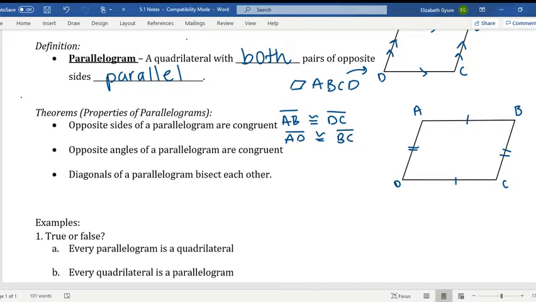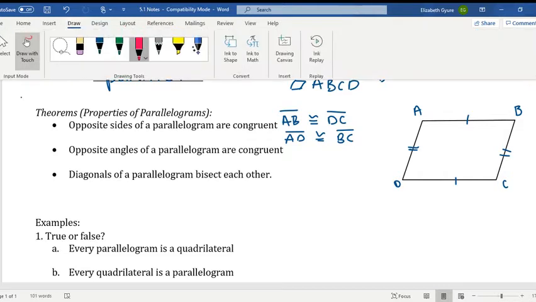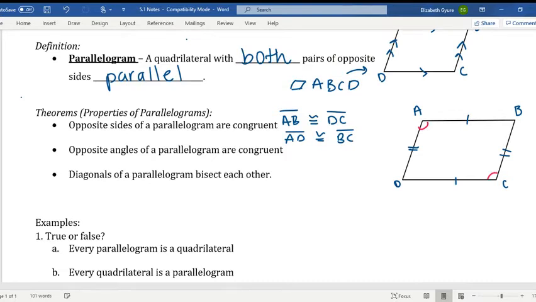Also, opposite angles are congruent. Those are the ones that are diagonal from each other. So like angle A and C are opposite angles. So angle A would be congruent to angle C, and then angle D would also be congruent to B. So those are our opposite angles.